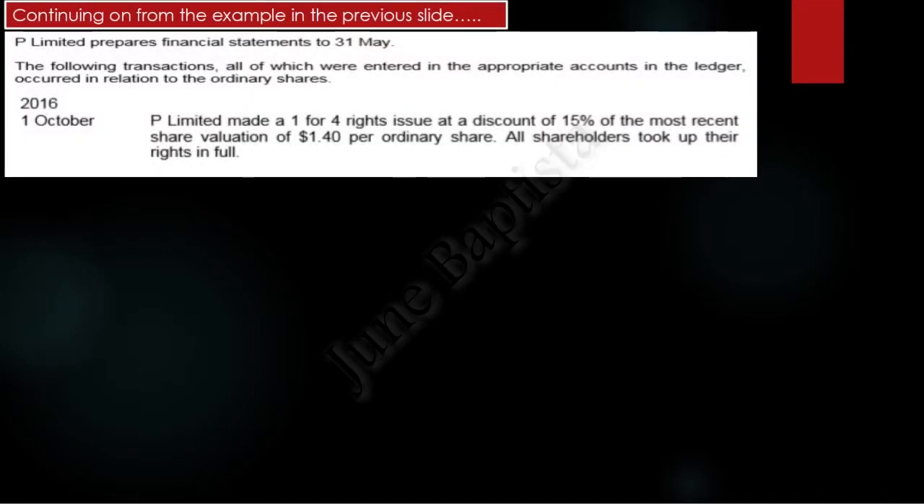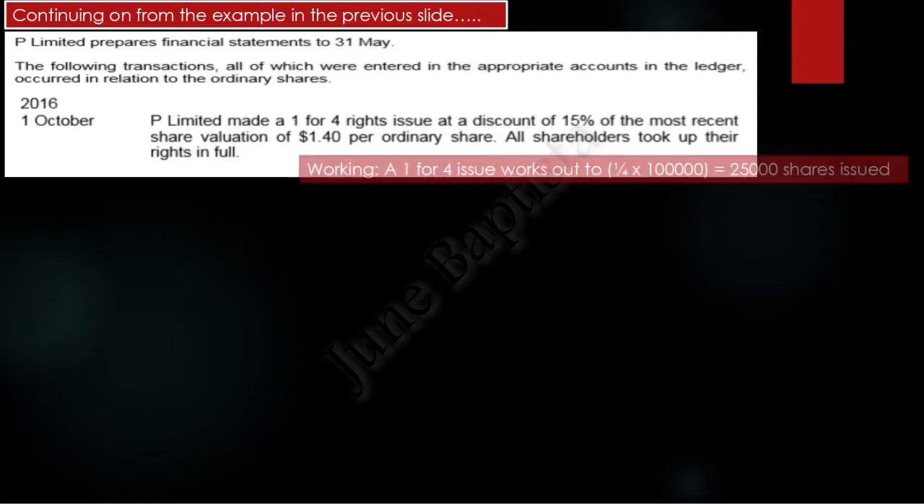Continuing on from the example in the previous slide, the same company, P Limited, on the 1st of October 2016, made a 1-for-4 rights issue at a discount of 15% of the most recent share valuation of $1.40 per ordinary share. All shareholders took up their rights in full. A 1-for-4 issue works out to 1/4 of 100,000 shares, which is equal to 25,000 shares that were issued at the rights issue stage.